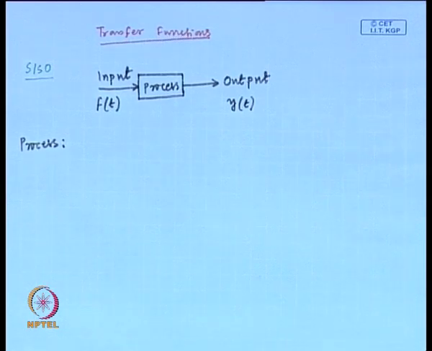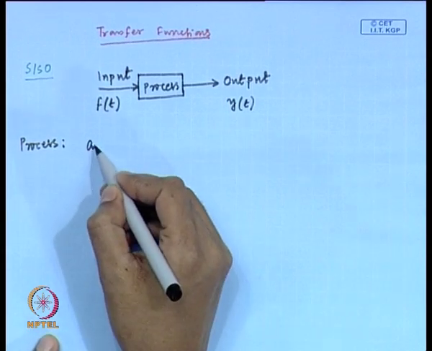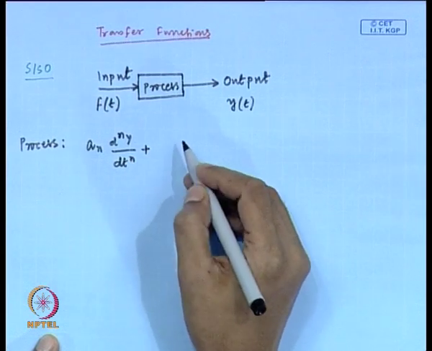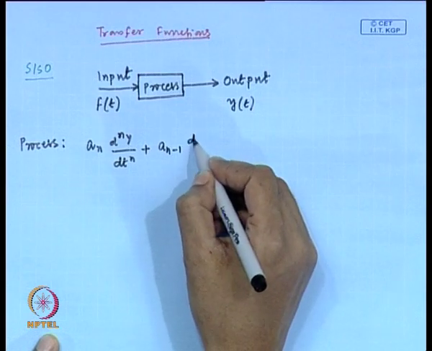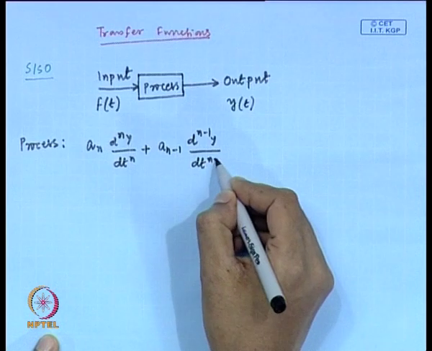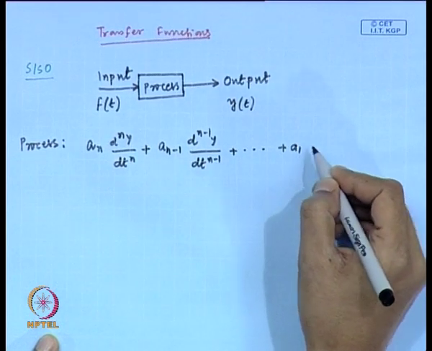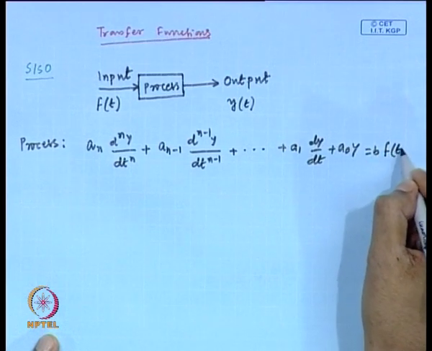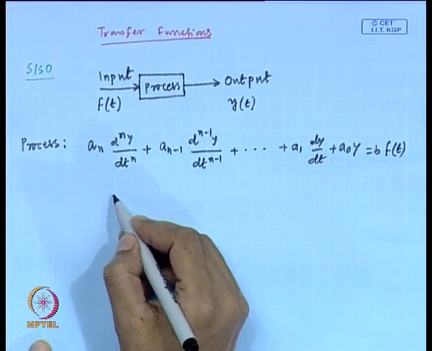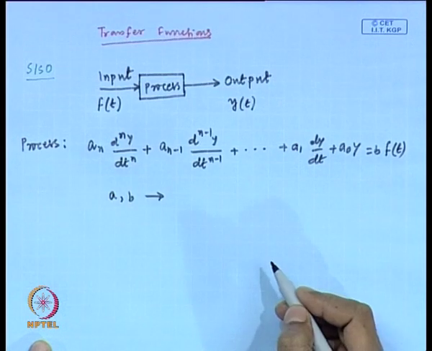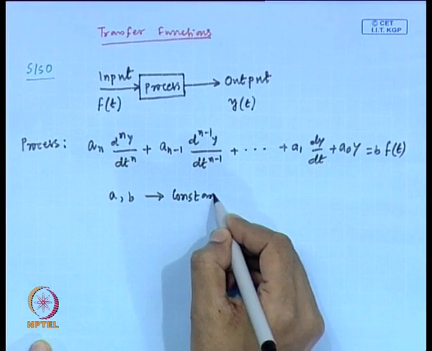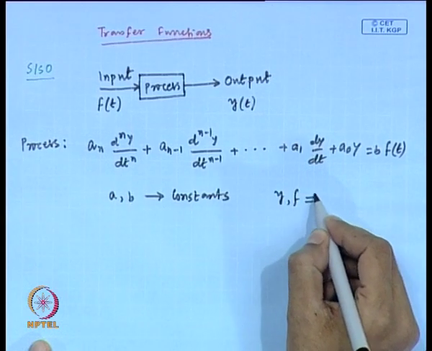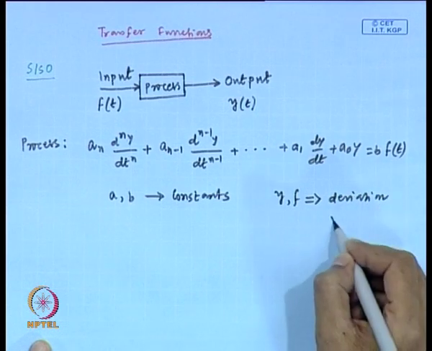So, we considered in the last class the nth order model represented by a_n d^n y/dt^n plus a_(n-1) d^(n-1) y/dt^(n-1), like this, a_1 dy/dt plus a_0 y equals b f(t). The a and b are constant coefficients, and both output and input are deviation variables.